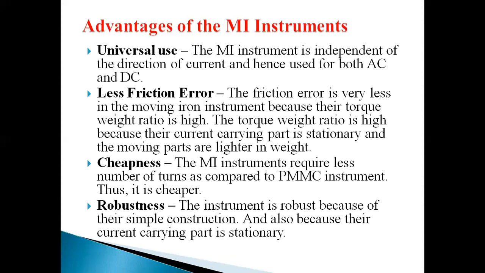The third point is cheapness. The moving iron instruments require fewer turns as compared to PMMC instruments, thus it is cheaper. Since it requires fewer turns, it takes less wound wire, which makes it somewhat cheaper in construction than the PMMC instrument. Next is robustness. The instrument is robust because of its simple construction and also because its current carrying part is stationary.